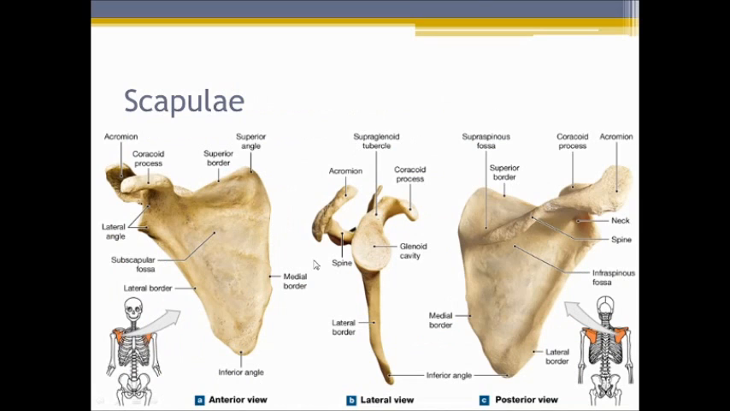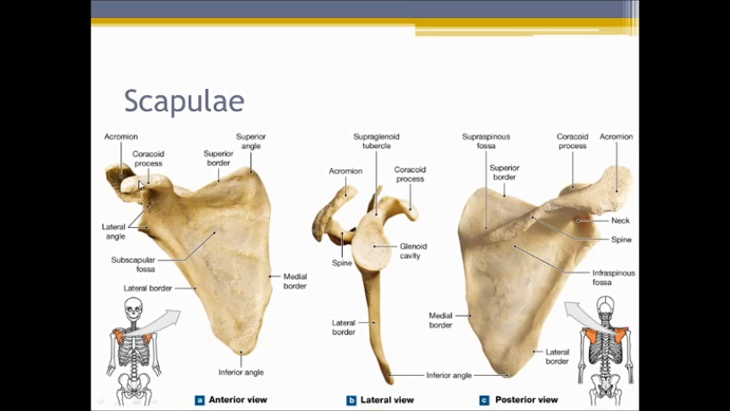Then we have the scapula, or your shoulder blade. This is an anterior view of the scapula, so you have the superior angle, this pointy part. You have the medial border, the lateral border, the inferior angle, just to get you oriented. The subscapular fossa is this main depression on the anterior side.